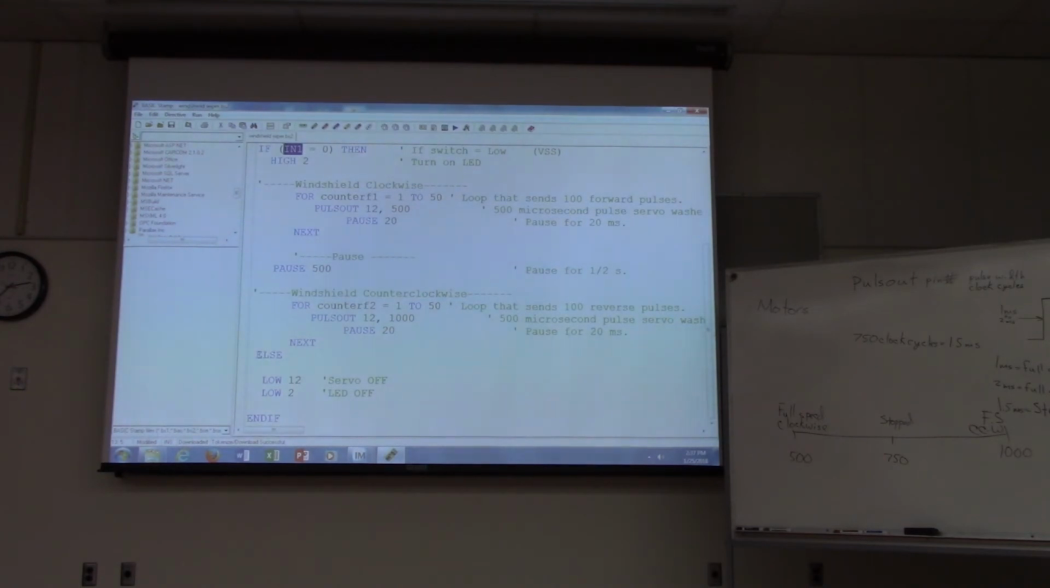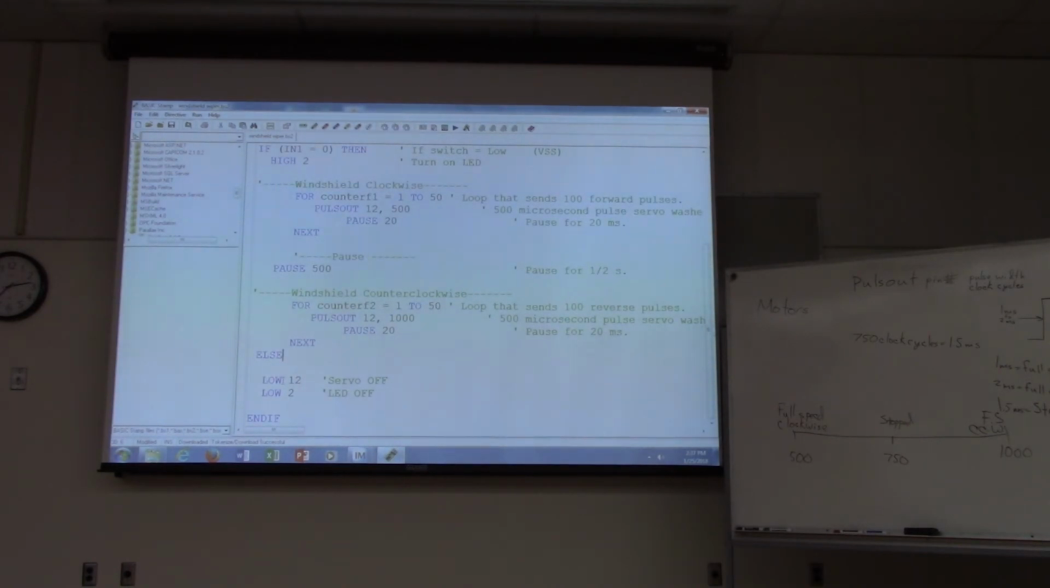And then down here we have this else statement. This is actually part of the if statement. This says if the first thing is not true, then do this other part. So if the voltage is not low, then do this thing down here. Basically turn the servo off and turn an LED off.